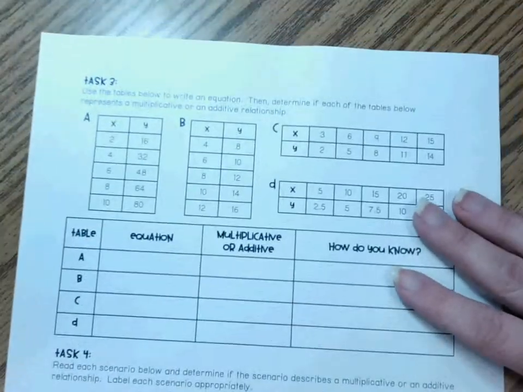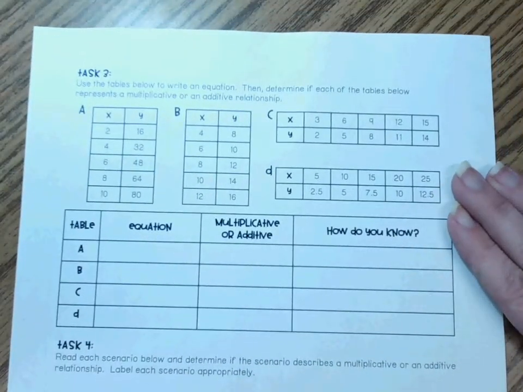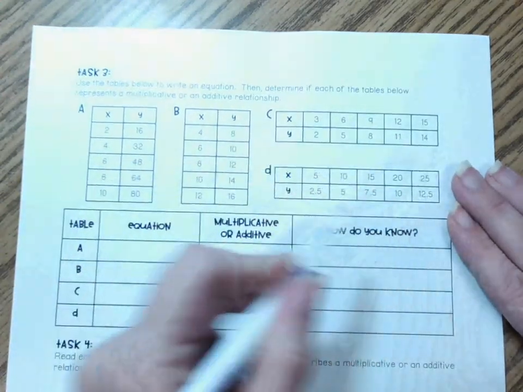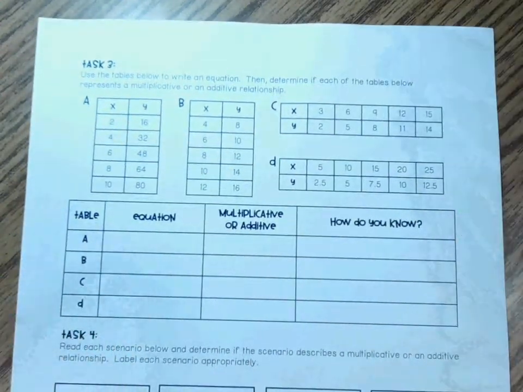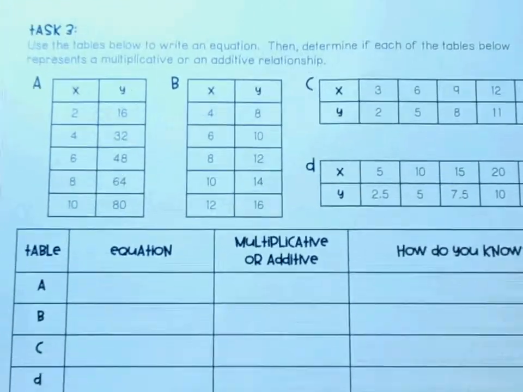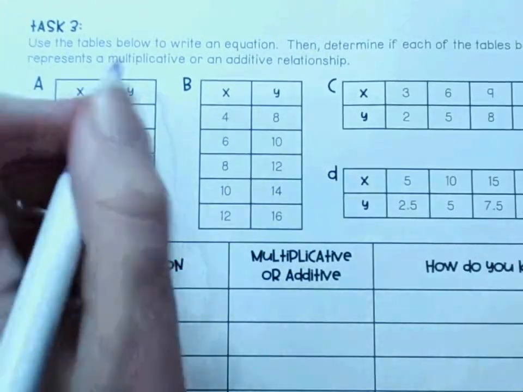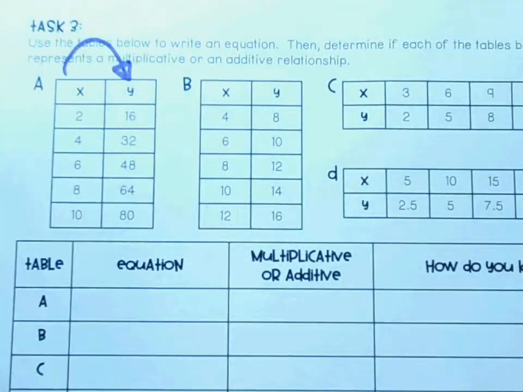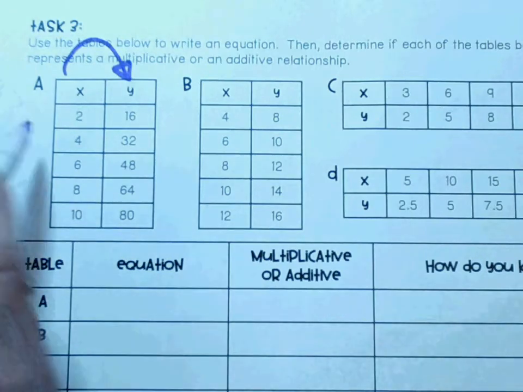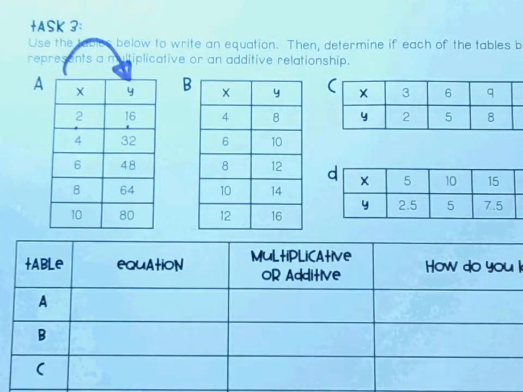All right, go ahead and flip it over. Task 2 is to use these tables right here to create an equation. So we're going to do that. What we want to remember is that we're always looking at that relationship between x and y. How do I get from 2 to 16? There's going to be 2 different ways to do that.